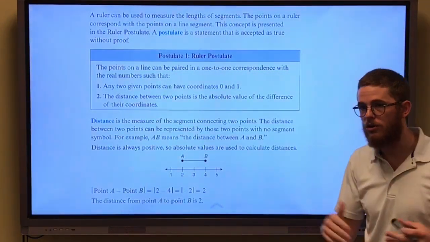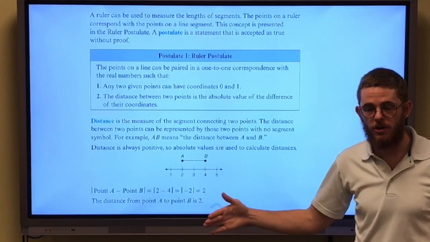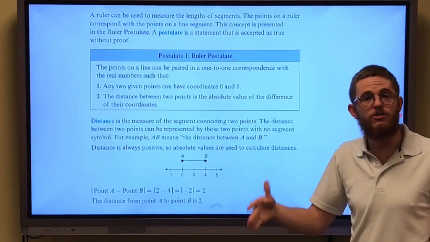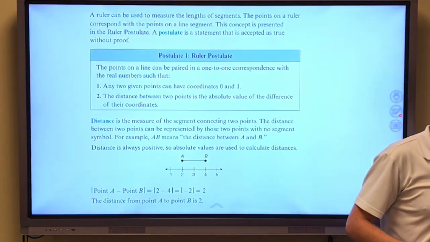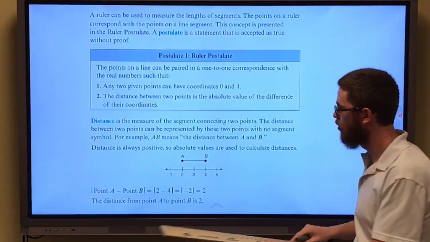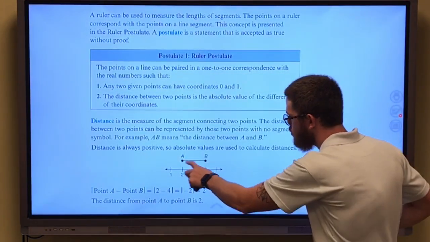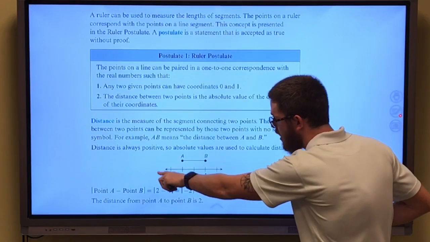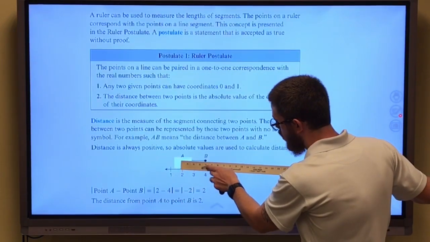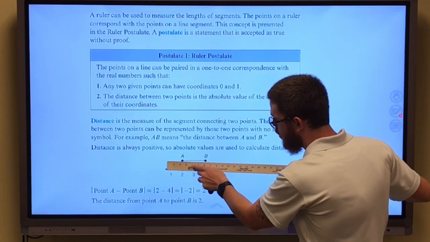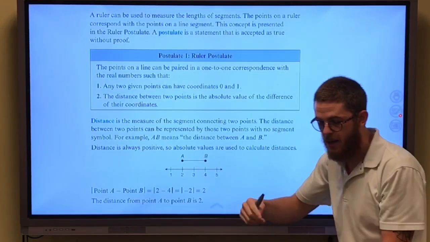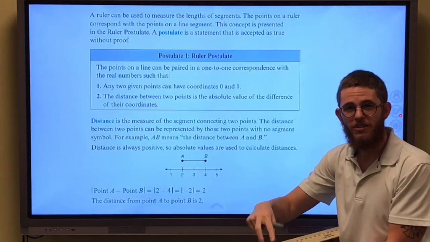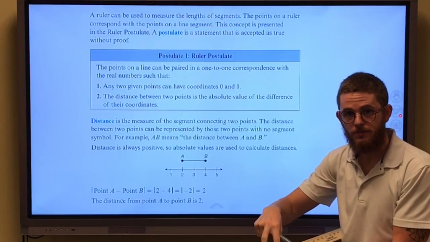Okay, so we're talking about using a ruler to measure something, and what we're saying is you don't have to start at 0. You don't have to move the ruler to measure something. You know, if I have this big ruler right here, I don't have to measure this starting at 0 or starting at 1 or something like that. I can start anywhere, and I'm going to find the absolute value of the difference in the numbers.